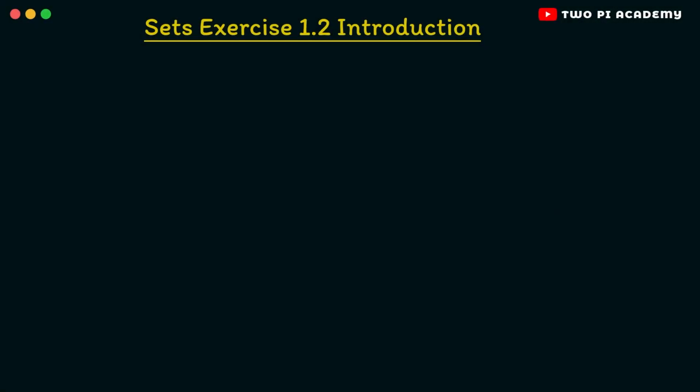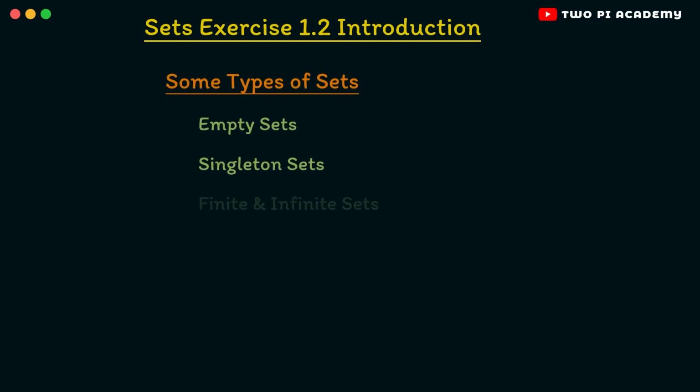So in this exercise, we are mainly going to discuss some of the types of sets, namely empty sets, singleton set, finite and infinite sets, and finally equal sets. I'm sure you can guess what they are based on the names themselves. But first, let's see them one by one along with some examples for each of these, starting with empty sets.